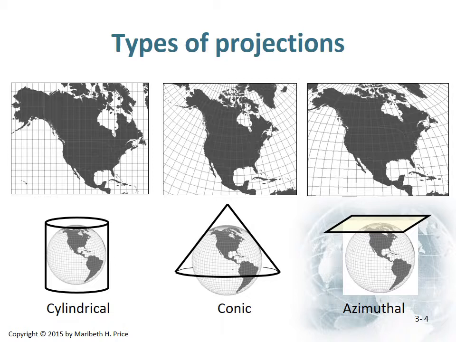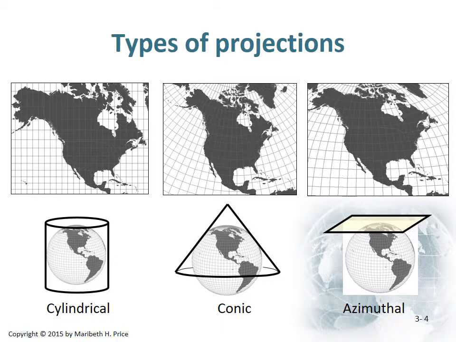And then on the far right, we see azimuthal or planar, where it's tangent at one point. In this case, it's tangent at the North Pole. And the further away you get from the North Pole, the more distortion is being introduced into area, shape, distance relationships. Okay. So what do you want to do with the map?